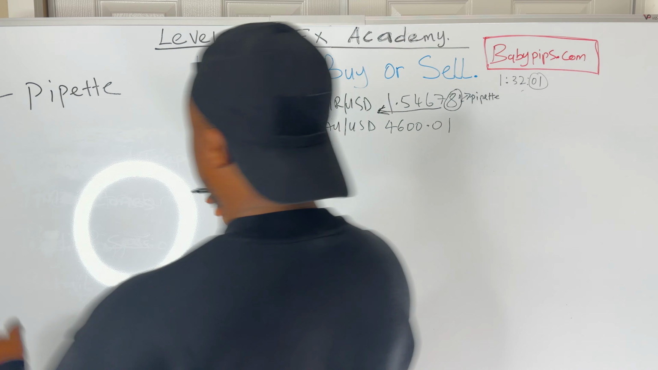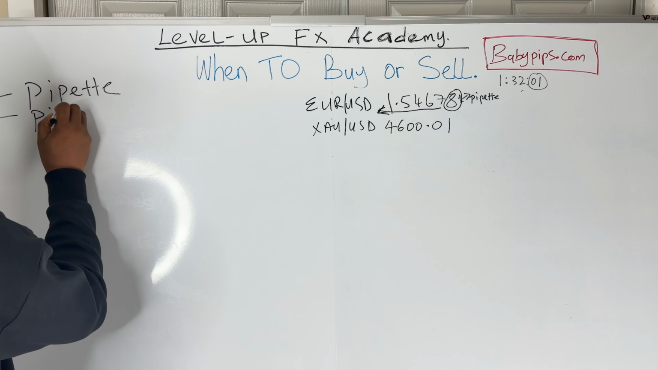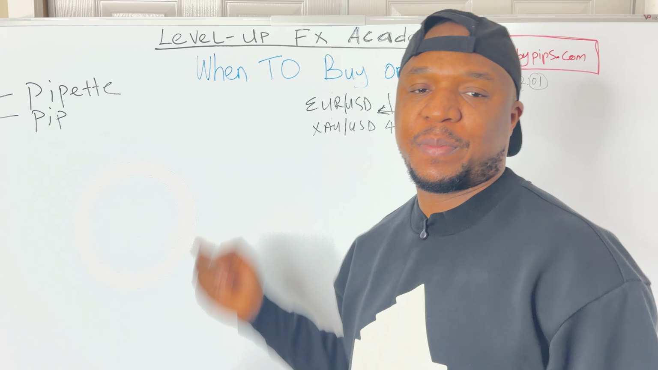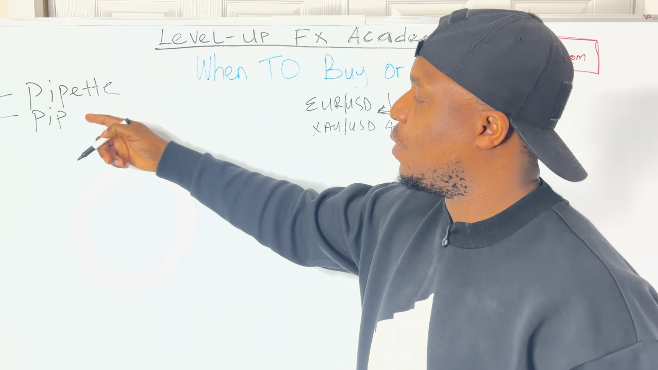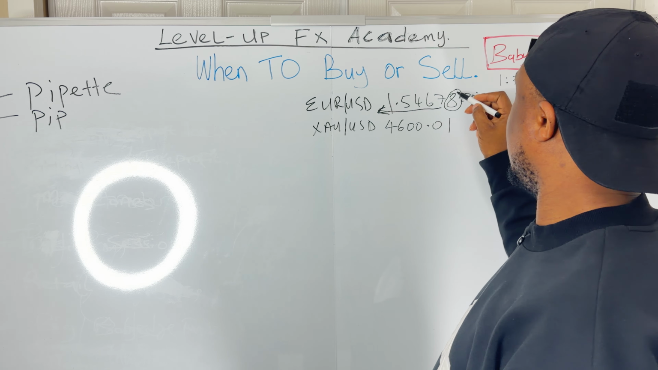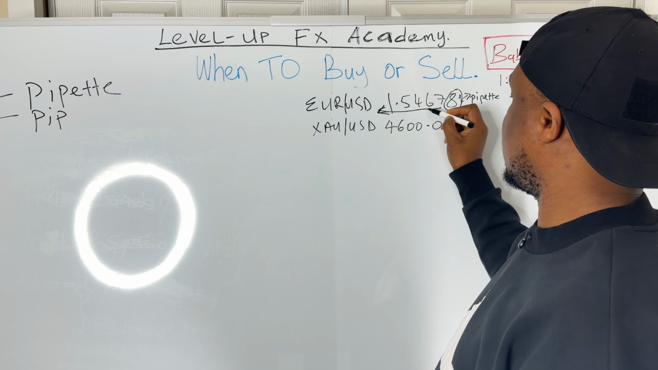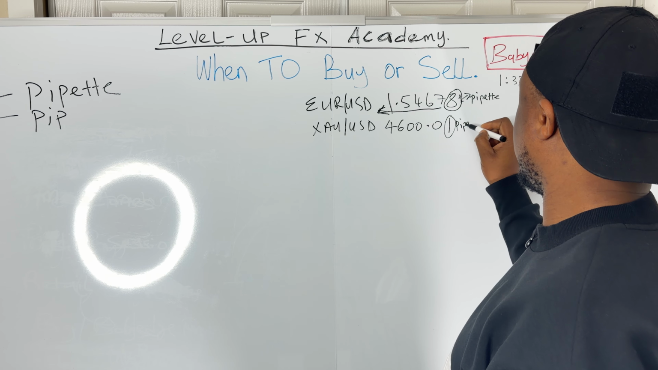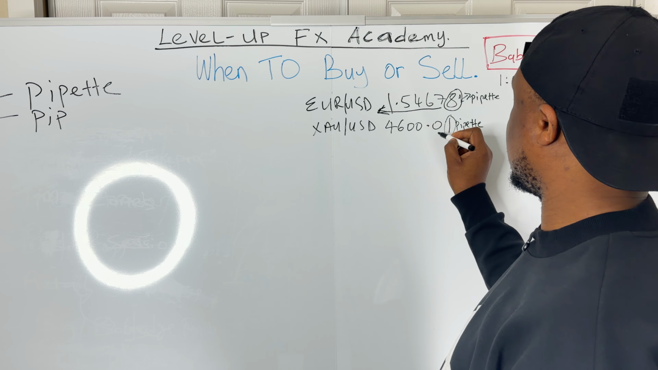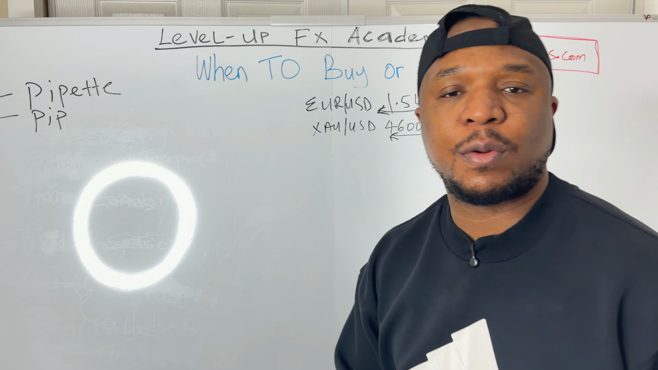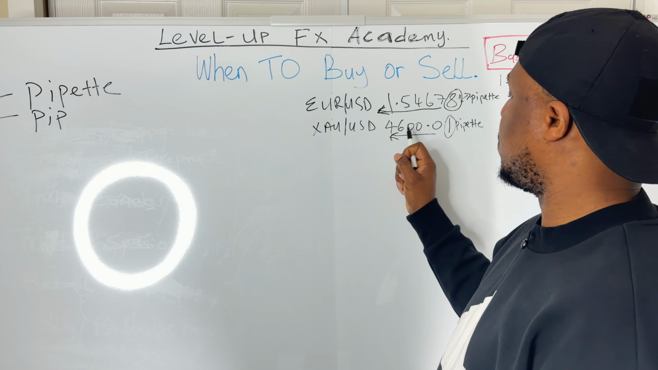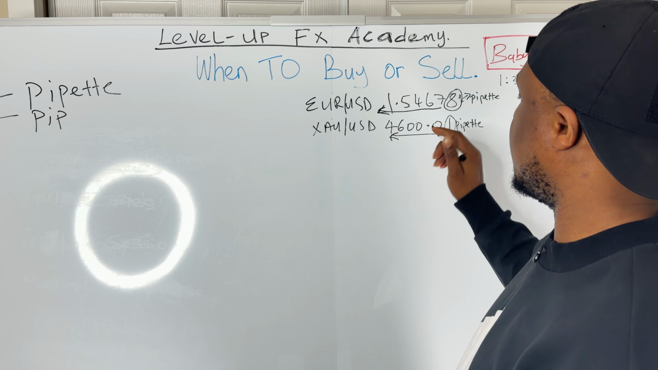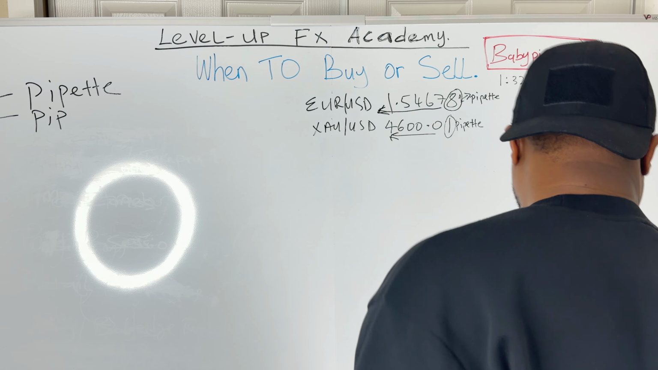Next is a pip. I like to say a pip is a senior brother of a pipette, and a pipette is a baby of a pip. Since this is a pipette, every other thing this way is a pip. So this is a pipette, this is also a pipette, and these are all pips. When you are calculating your profits, you only consider the pip, not the pipette. I'll go on to explain that further on the chart.